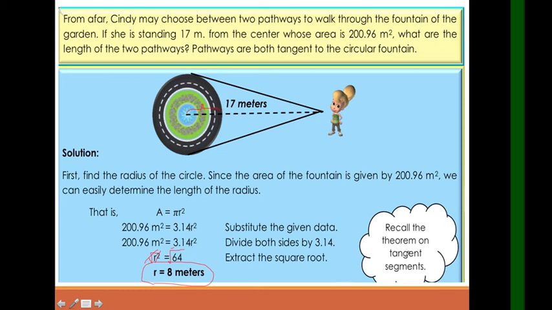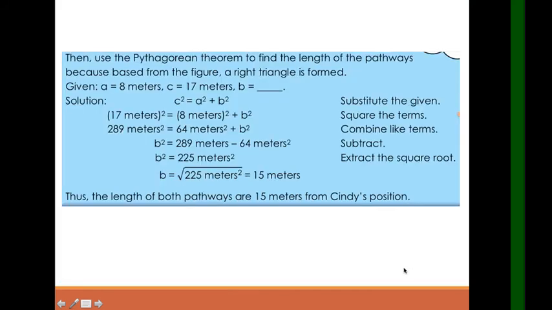So, recall the theorem on tangent segments. Then, use the Pythagorean theorem to find the length of the pathways, because based on the figure, a right triangle is formed. A is equal to 8 meters and C is equal to 17 meters. Tama ba? Yes. Balikan natin siya.